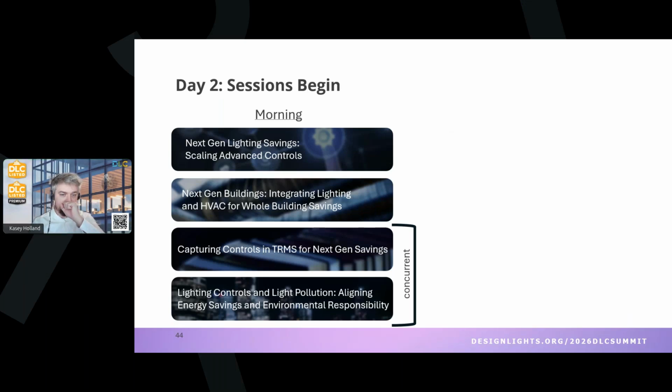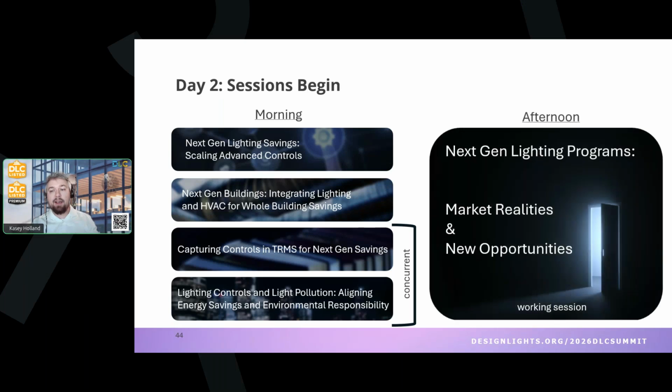And then in the afternoon, we're going to move from these conversations into how this relates back to market realities, challenges and new opportunities that utility programs and their lighting programs are facing and have the opportunity to support moving forward, again, focused on controls, integration, and the environment.